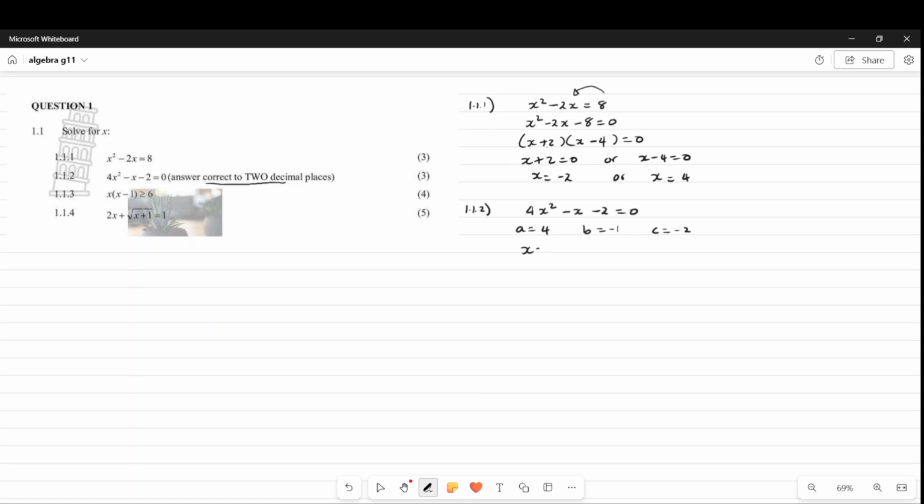Now you're going to say x is equal to negative b, positive or minus, square root of b squared minus 4ac, all over 2a. So now x will be equal to negative, b is negative 1, close bracket, positive or minus, square root, close bracket, b is negative 1, close bracket, squared minus 4a is 4, c is negative 2, close bracket, all over 2, a is 4.